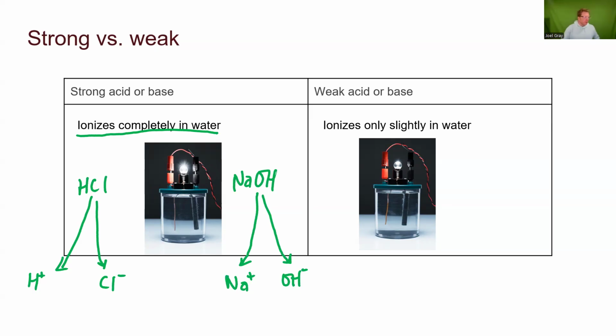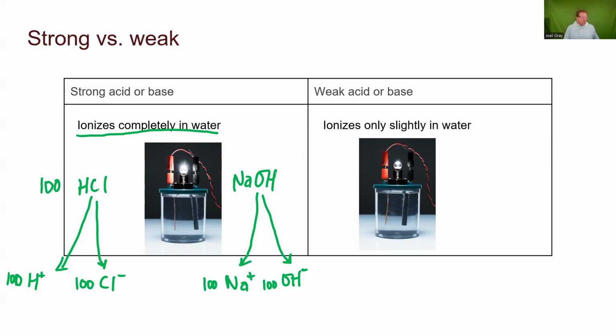Now, what that means is that if you have 100 molecules of HCl and you add it to water, you're going to end up with 100 hydrogen ions and 100 chloride ions. Sodium hydroxide, strong base. If you have 100 molecules of that and you add it to water, you're going to get 100 sodium ions and 100 hydroxide ions.